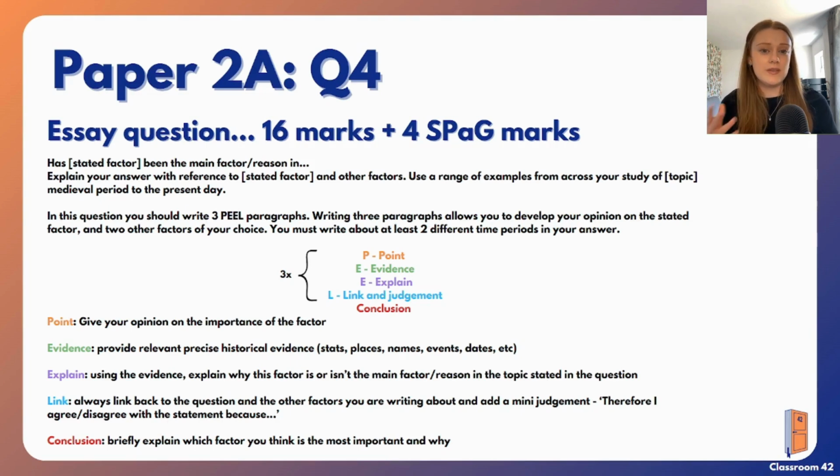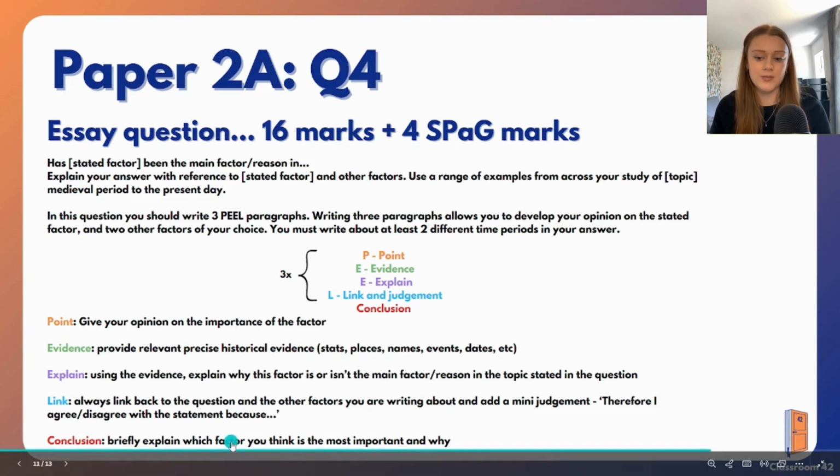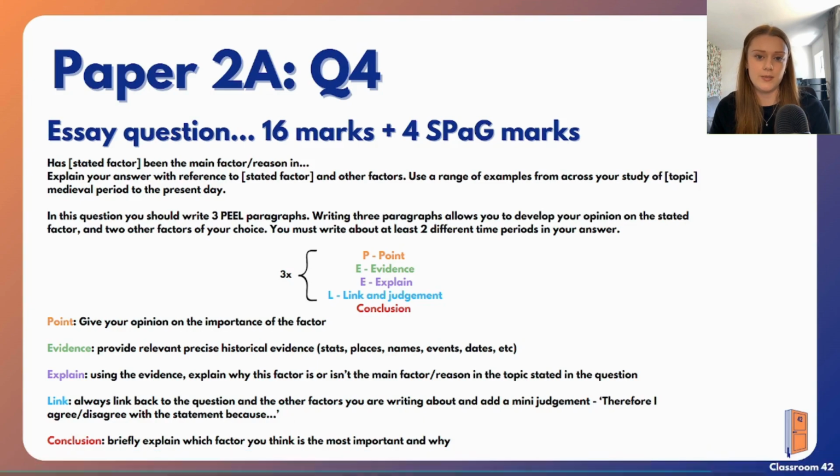So it's a good way to keep bringing back your own judgment, because it's always something that examiners look for, a sustained judgment throughout. So they want to see that you're keeping your judgment throughout your whole answer, you're not changing your mind, and examiners need to know exactly what your judgment is. You want to make it really, really obvious what you think, so then when they come to your conclusion, they're not surprised. They know exactly what you're going to say. And then that comes us on to our conclusion right at the end after our 3 paragraphs. You just need to briefly explain and sum up which factor you think is the most important and why.